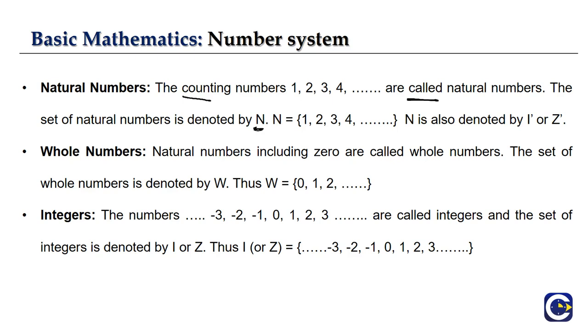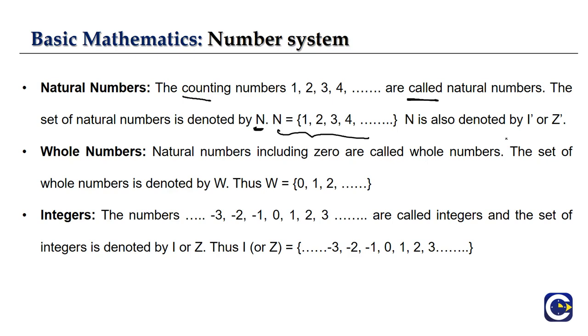In mathematics, it's representation without using words, we just use symbols, right? So for natural numbers we denote the set of natural numbers by capital N, which is nothing but starting from 1 and so on until infinity. We can also represent N as I dash or else Z dash. These are our basic representations of natural numbers.